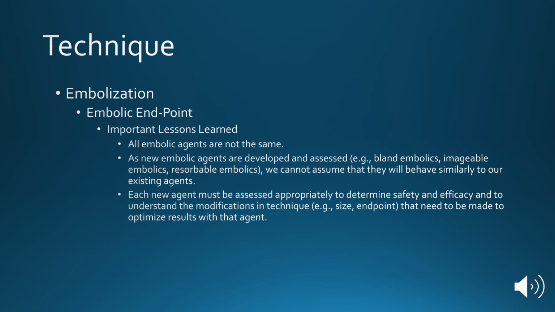So as we look closely at embolic endpoint, we learned interesting lessons. First, we learned that all embolic agents are not the same. We learned that as new embolic agents are developed and assessed, we can't assume that they're going to behave similarly to our existing agents. So each new agent has to be assessed appropriately to determine the safety and efficacy and understand the modifications in technique, such as which size are you going to use and which endpoint are you going to use. We have to understand those modifications in technique that need to be made in order to optimize results with that particular agent.